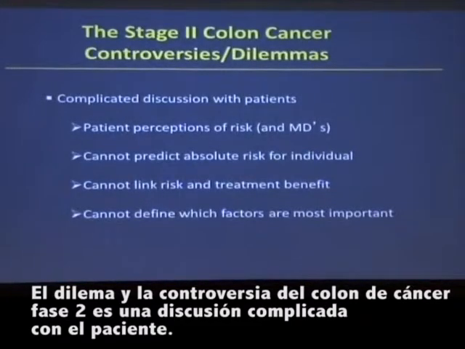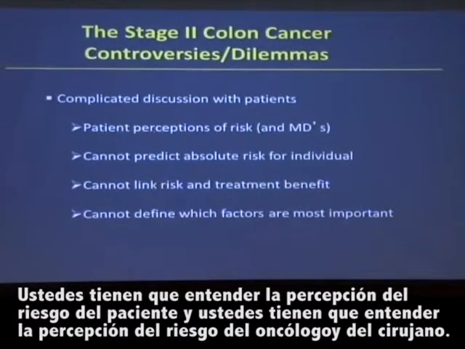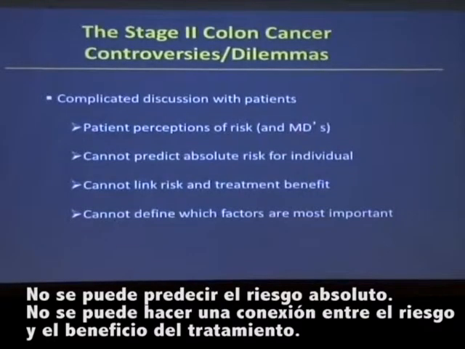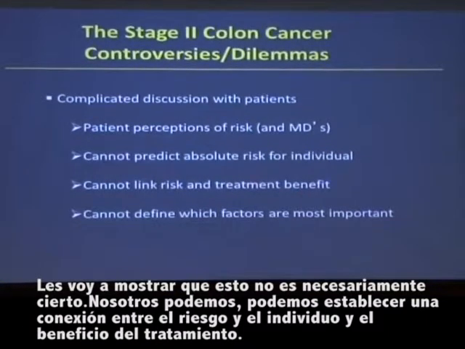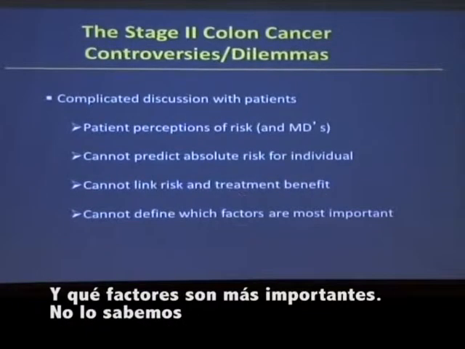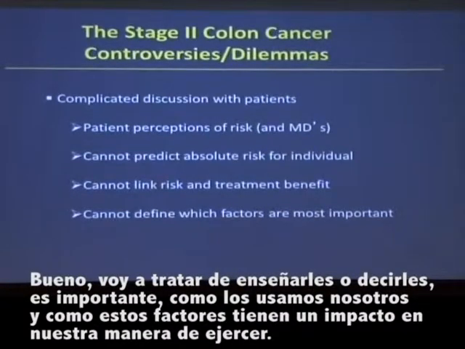So, the stage 2 colon cancer controversy and dilemma. It's a complicated discussion with the patient. You have to understand the patient's perception of risk, and you have to understand the oncologist and the surgeon's perception of risk. We cannot predict absolute risk. We cannot link risk and treatment benefit. I'm going to show you that these are not necessarily true. We can link risk to individuals and to treatment benefit. And what factors are most important? We don't know. Well, I'm going to try to teach you or tell you which are important, how we use them and how it impacts how we practice.